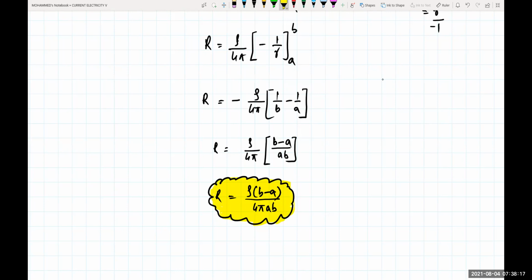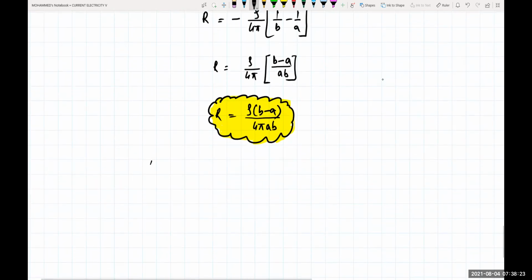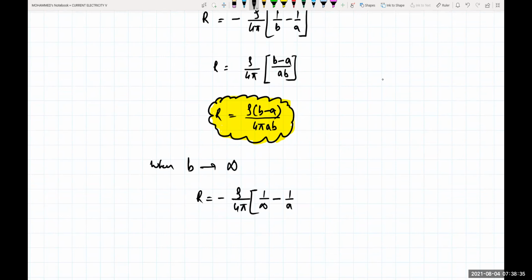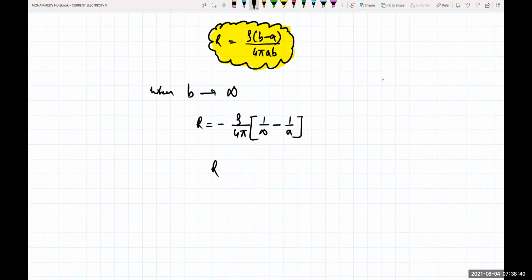Okay, now is it clear for everyone? Now in this one, when b is equal to infinity, then R becomes minus rho divided by 4 pi into (1 by infinity minus 1 by a). Minus minus becomes plus, so the resistance becomes R equal to rho divided by 4 pi a. So this will be the resistance.